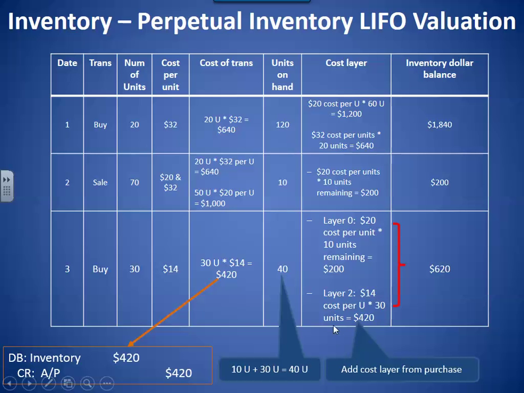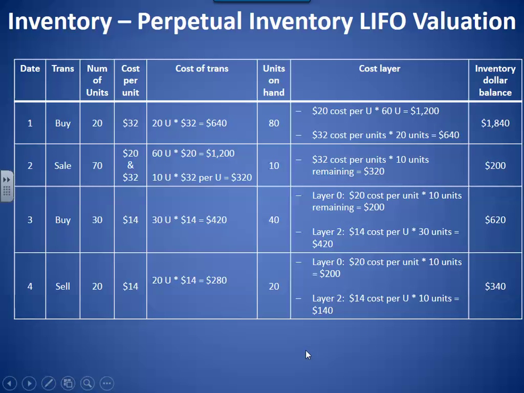You'll also notice that we add another cost layer, and I'm calling this layer 2 to differentiate it from the first layer that we liquidated. But this happens to be now our latest cost layer, and it's basically the $14 cost times the 30 units that we purchased equals $420. So now we value both layer 0 and layer 2, and they total up to be $620.